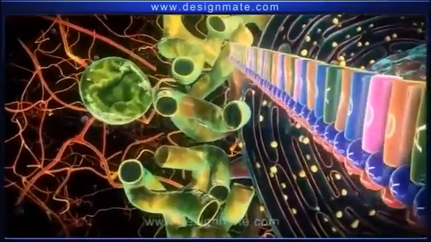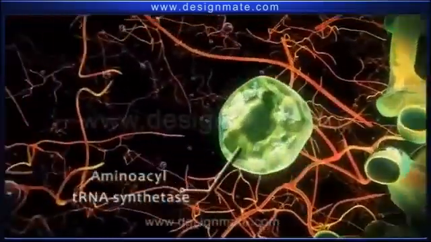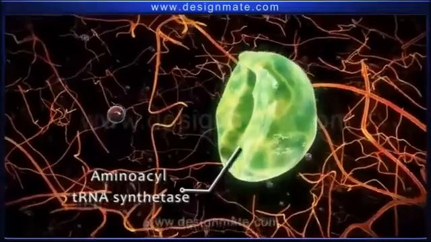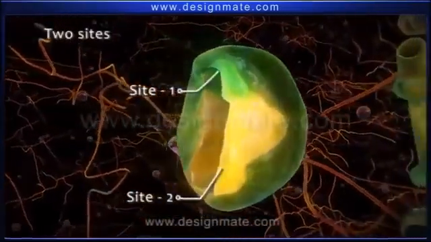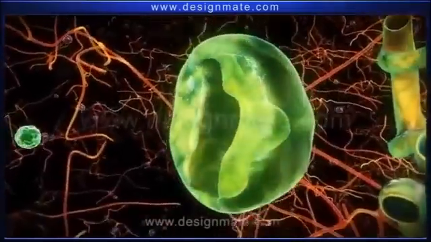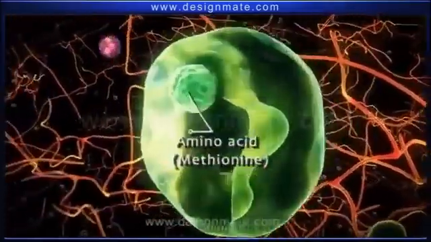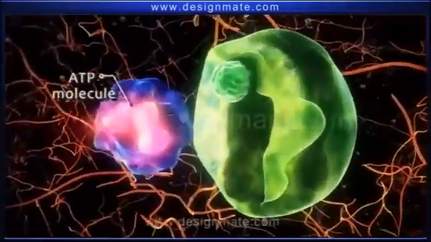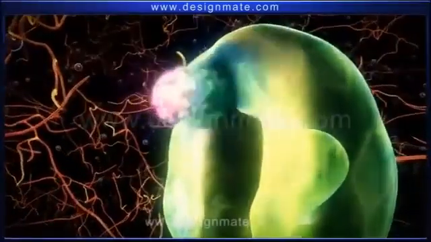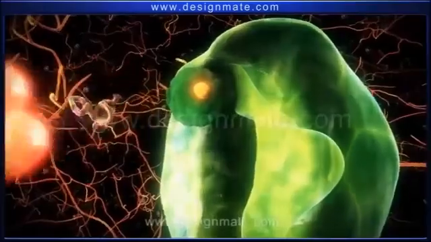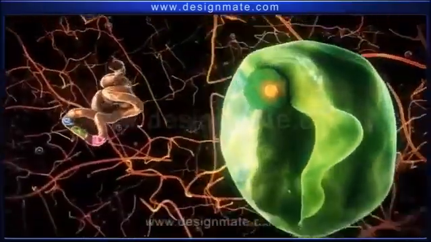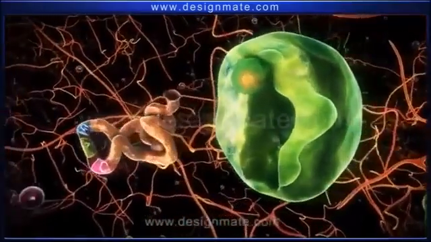Present in the cytoplasm is an enzyme, amino-acyl tRNA synthetase. The enzyme macromolecule has 2 binding sites. One site recognizes the amino acid methionine. This is followed by the binding of the ATP molecule and release of pyrophosphate, resulting in activation of the amino acid.